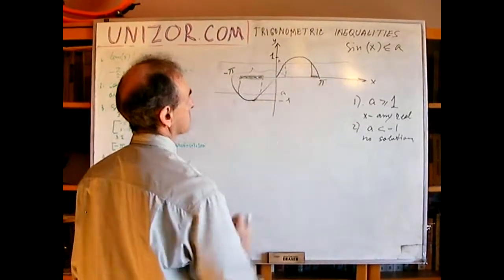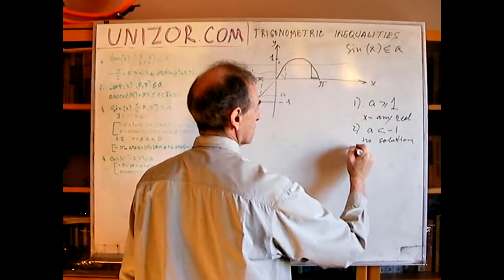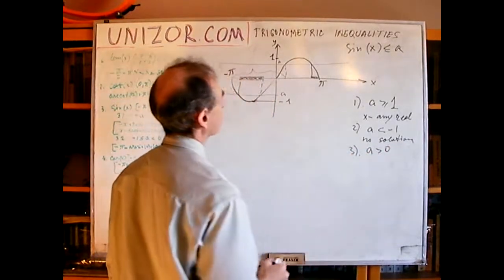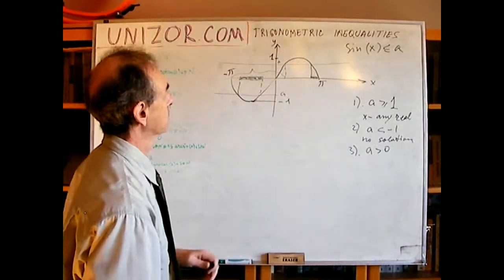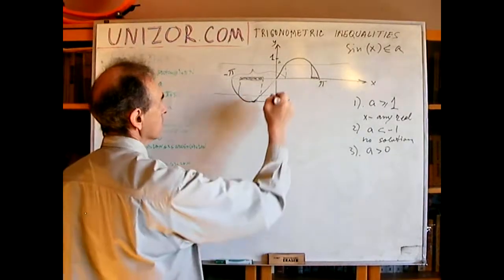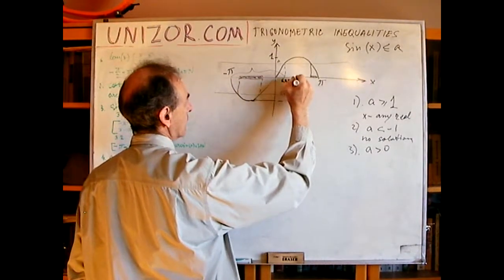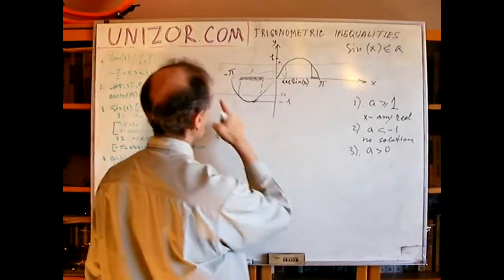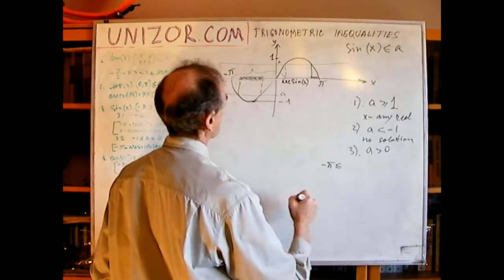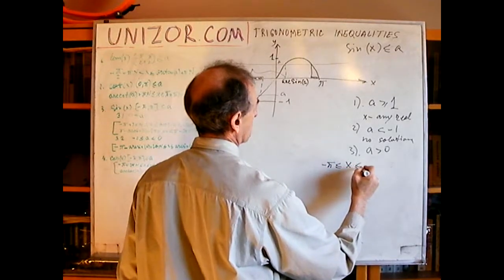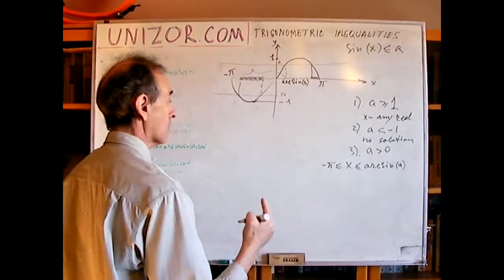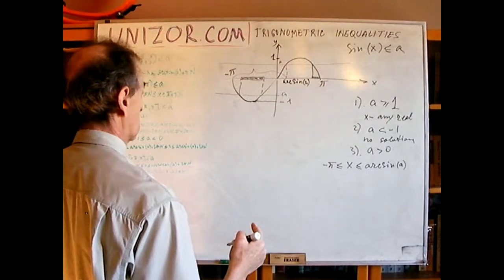So let me do the third case and split it in two halves. If a is greater than 0, so a is above, I have two different intervals, right? Now this point is obviously arc sine of a. So my solution is from minus pi less than or equal to x to arc sine of a. That's one particular interval, right?